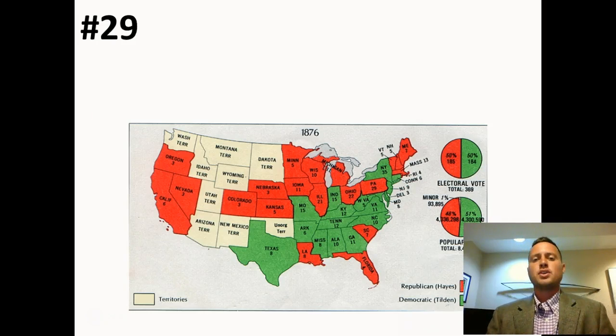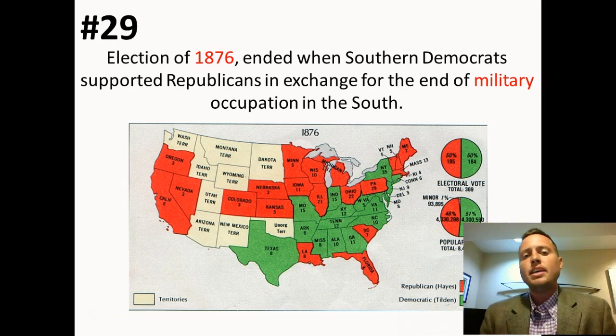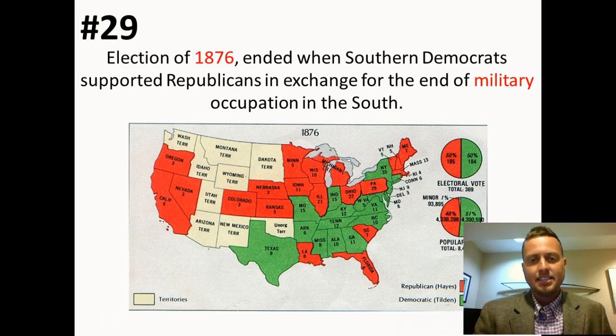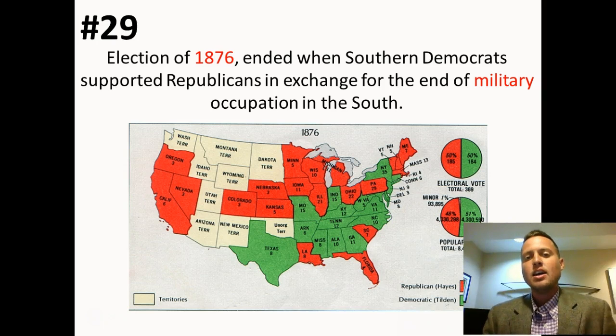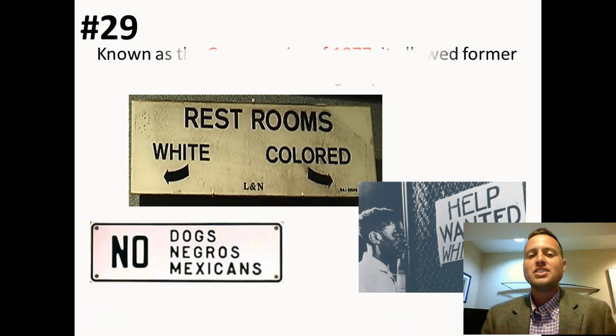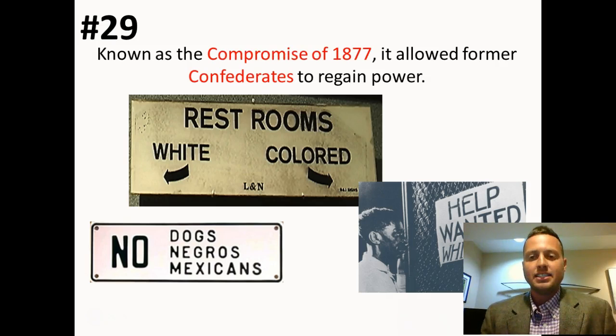How did Reconstruction come to an end? Well, it came to the end with the election of 1876. This is when Southern Democrats supported a Northern Republican, Rutherford B. Hayes, in exchange for the end of military occupation in the South, meaning get troops out of the South to actually end Reconstruction officially. Now, they did so, and it was called the Compromise of 1877.